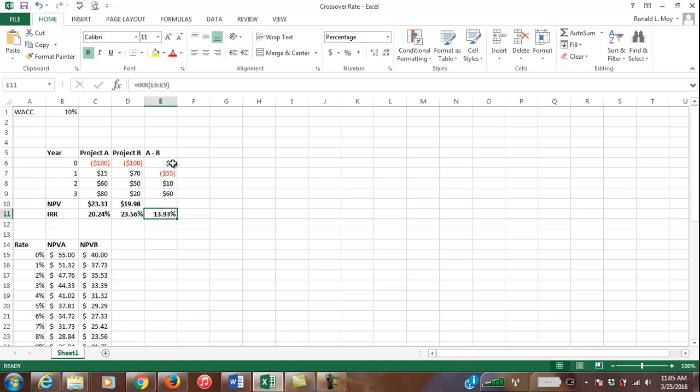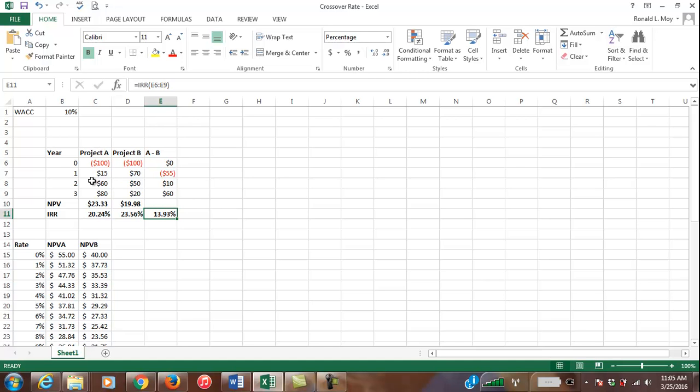So if you put this in as the cost, and you put this in as the first cash flow, second cash flow, third cash flow, and you calculate the IRR, you get 13.93%. And that's what we refer to as the crossover rate. That's the point where you go from A having a higher NPV to B having a higher NPV.